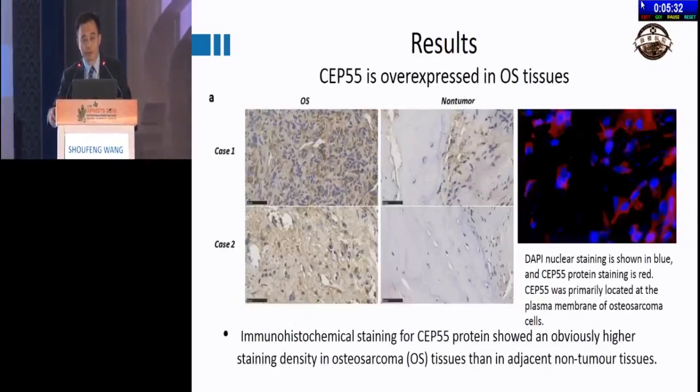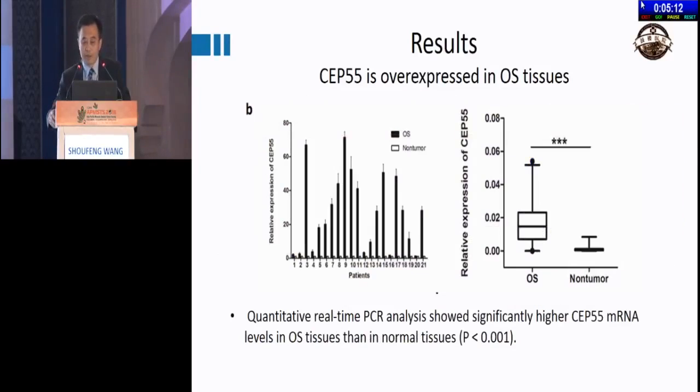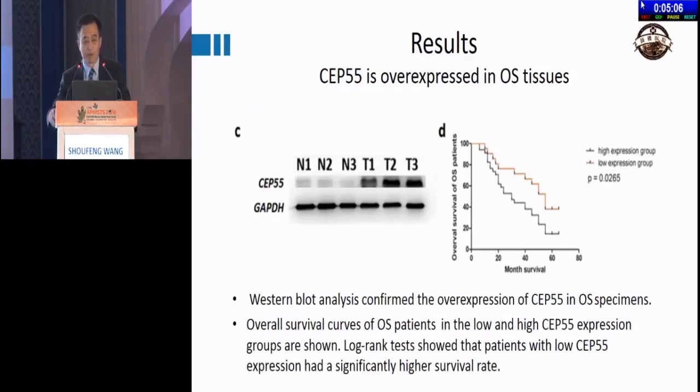So the results. From the immunohistochemical staining, we can see that the CEP55 protein showed an obviously higher staining density in the OS tissues. We can see from the right picture that CEP55 was primarily located at the plasma membrane of OS cells, and the staining is red. The qRT-PCR showed significantly higher expression of CEP55 mRNA level in OS tissues, and the Western blot also confirmed the same result.